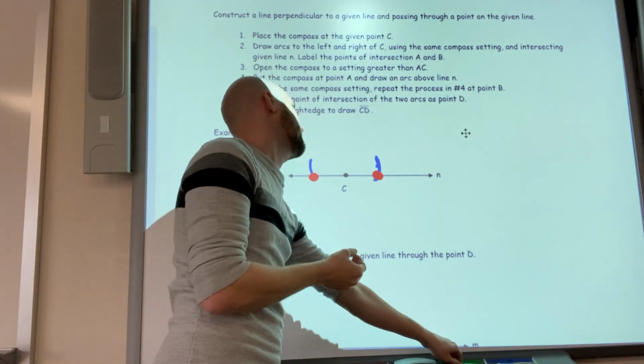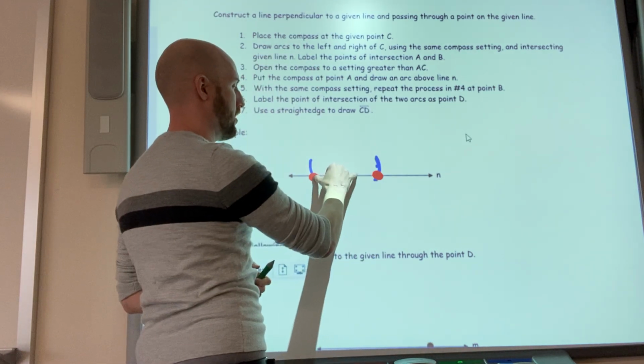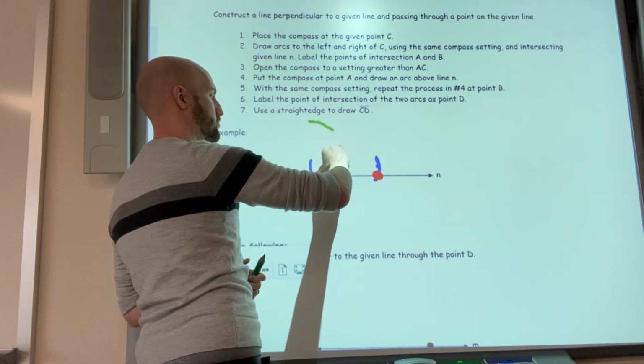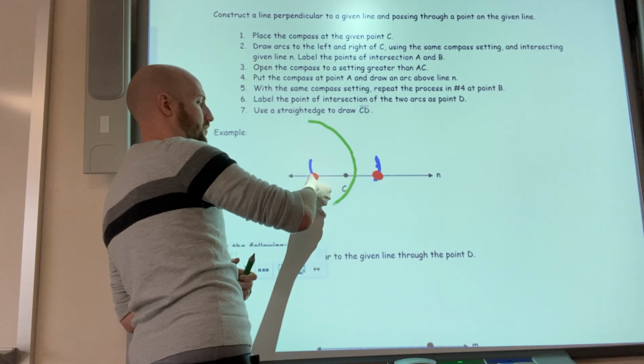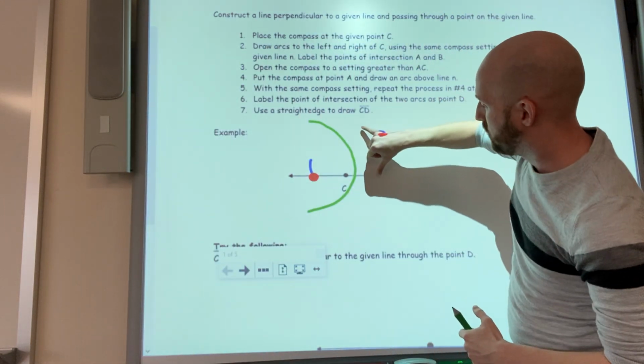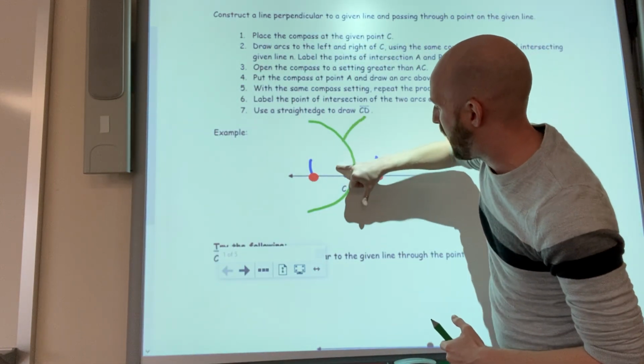I'm going to open mine to about here, put the stabby point on one of my red dots, and do my half circle as best as I can on the smartboard. Then without changing it, I'm going to come over here and do the same thing and create that half circle.